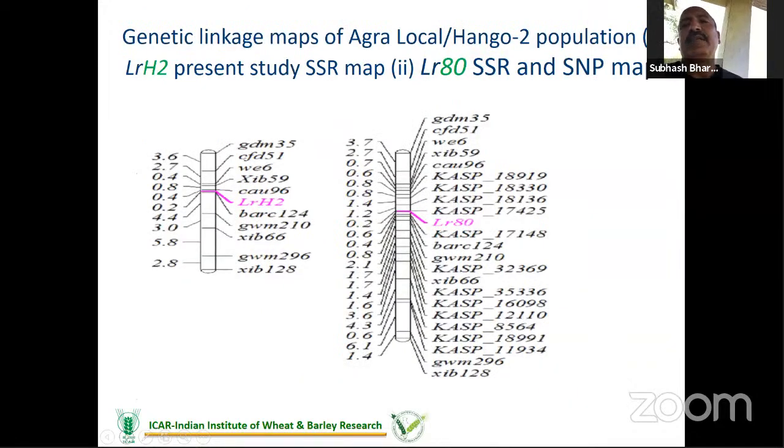On one side there are SSR markers, and on the other side we have tightly linked CASP markers. So if we go for integration of this gene into new varieties, we will definitely have a very good selection, because we have tightly linked markers.